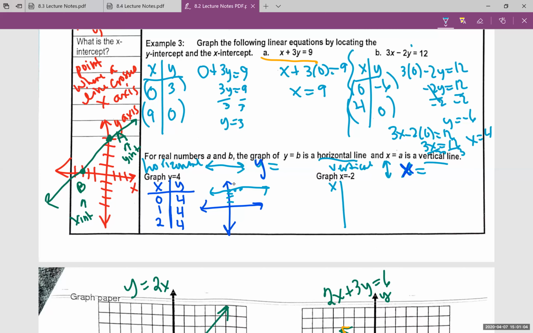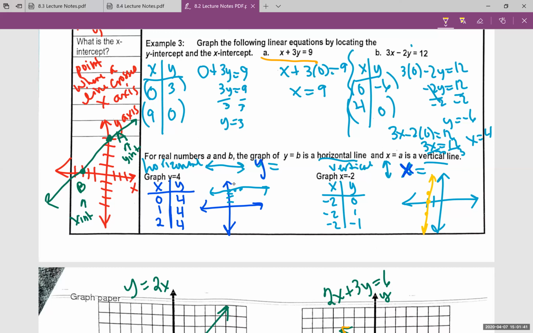Now, let's draw an xy table, and let's look at x equals negative 2. Well, x is negative 2 and always will be. Y can be absolutely any value you want it to be. So when you plot this, negative 2, 0, negative 2, 1, negative 2, negative 1. This is a vertical line that goes through x equals negative 2.